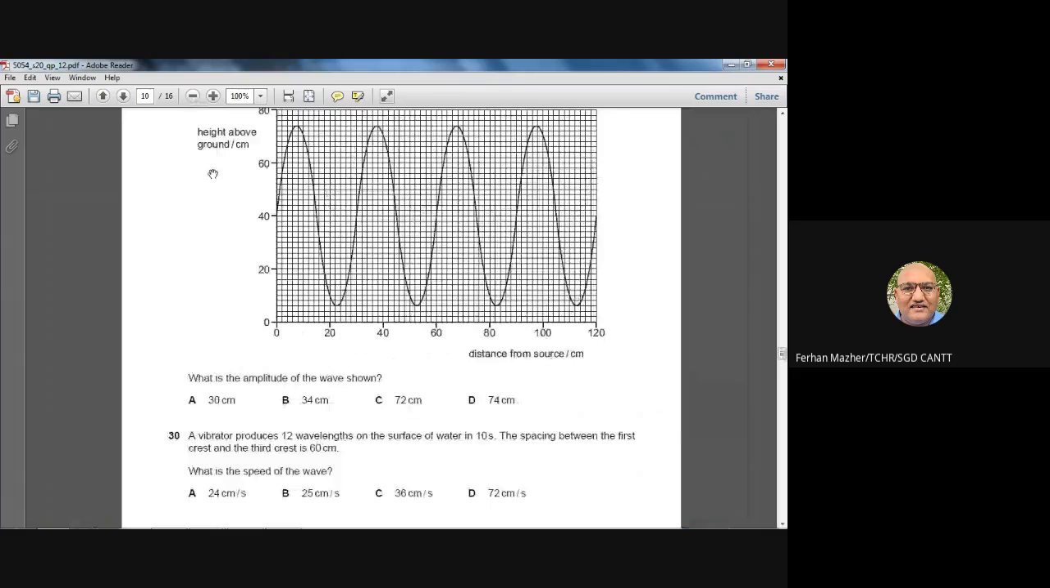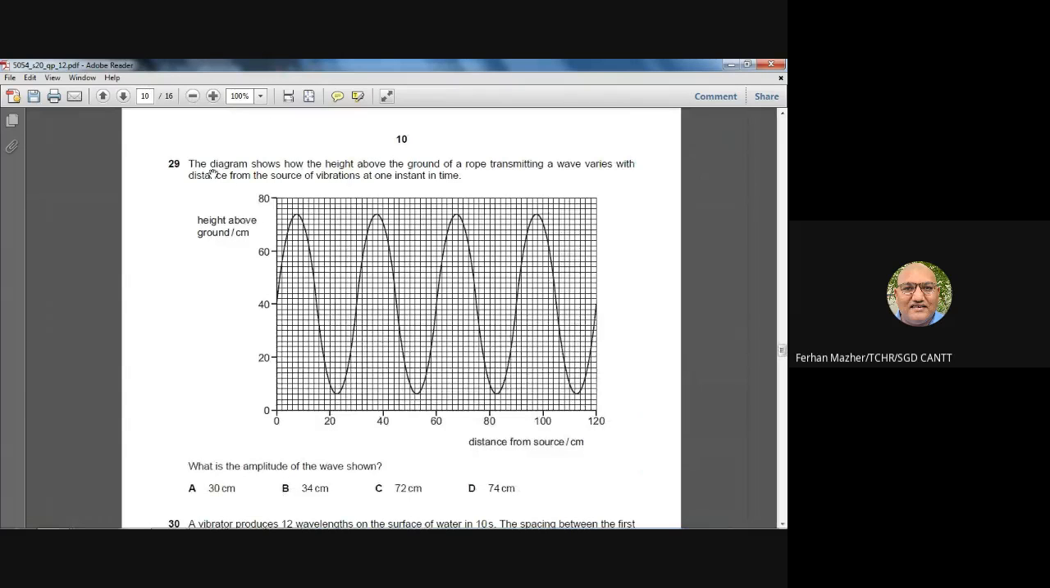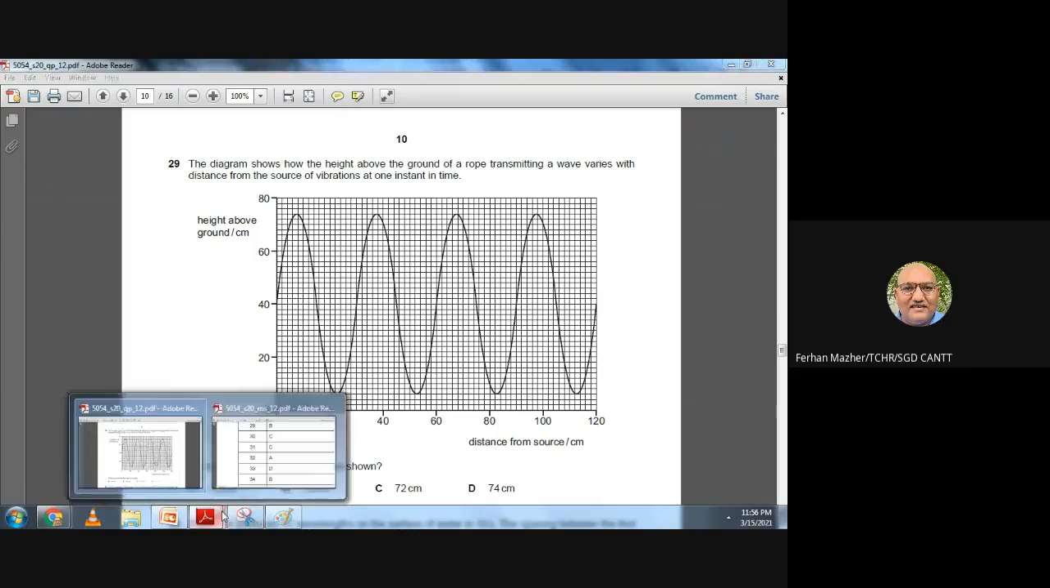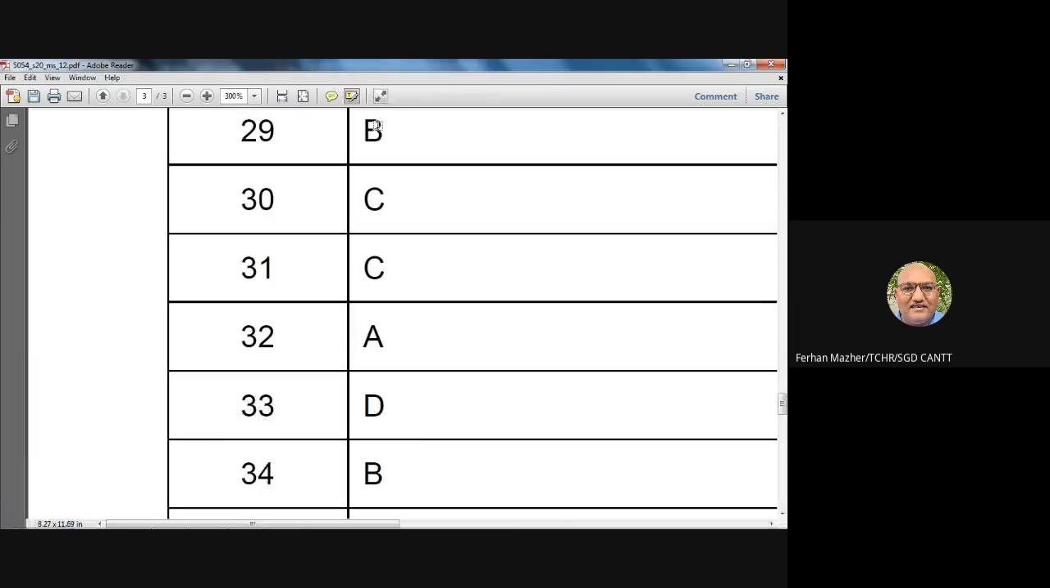Let me show you the whole question. The amplitude of the wave is 34, from the mean position, how high it went. That maximum height is known as the amplitude. So here, 74 minus 40, because the mean position is at 40, it will be 34. So to me, B looks the best option. Let's check. B is the right option, sir.